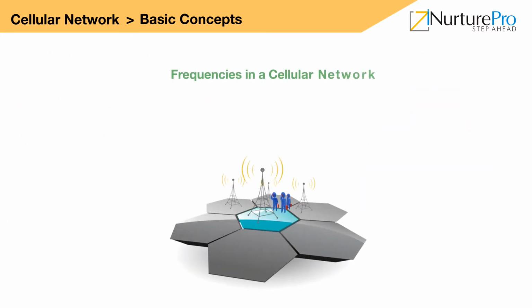Frequencies in a cellular network refer to a group of frequency ranges within the high frequency band allocated to mobile phones.